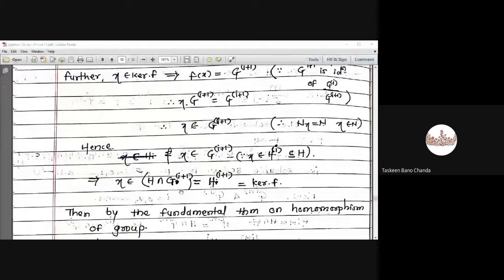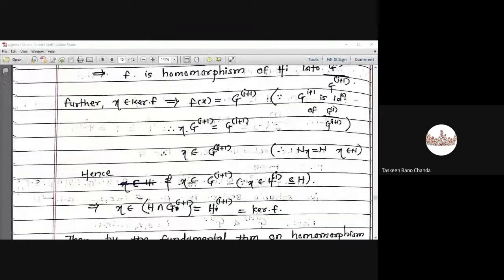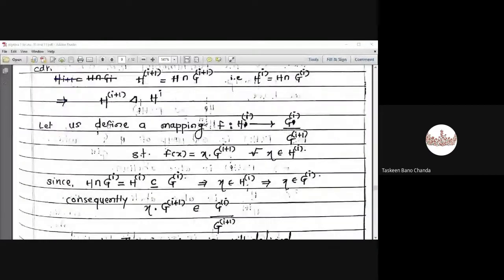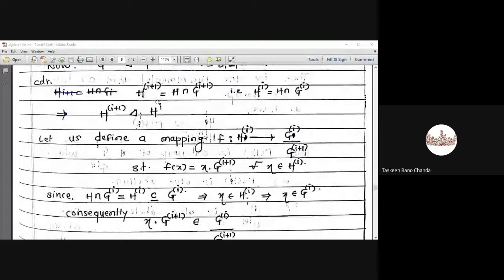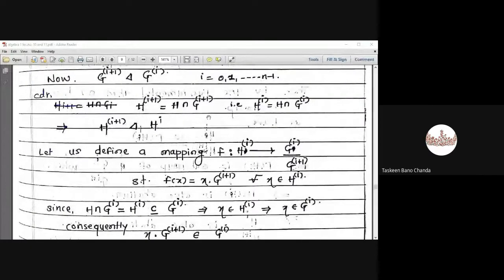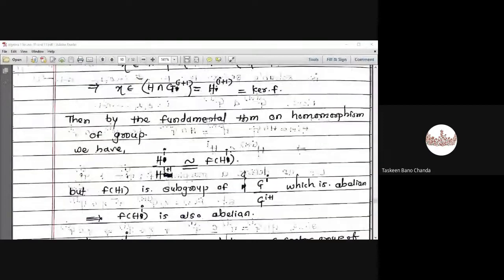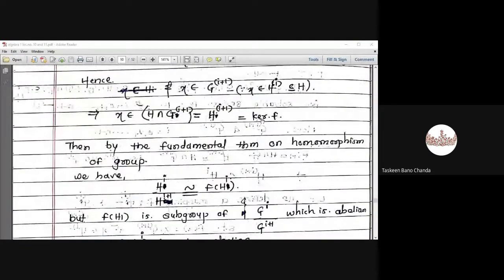The x belongs to intersection g i plus 1, intersection g i plus 1 at h i plus 1. ऑफ एफ काय आला तुमचा? एच आय प्लस 1 हा तुमचा कर्नल आला.